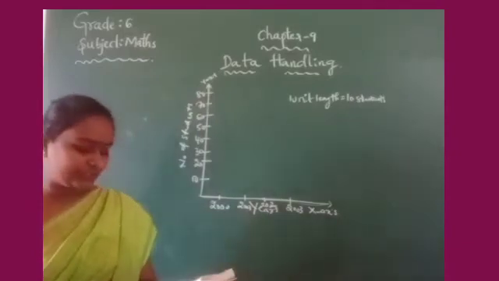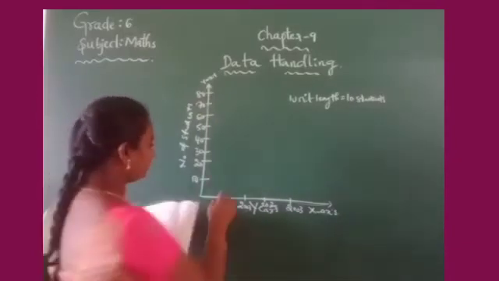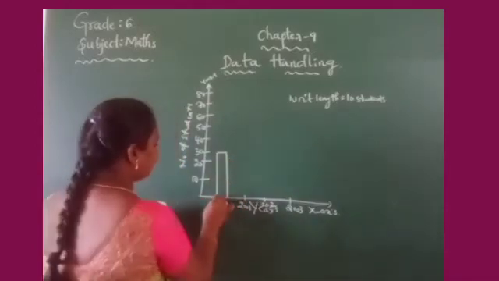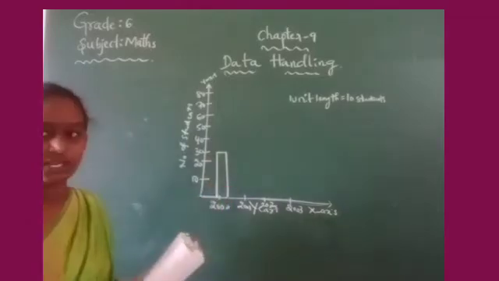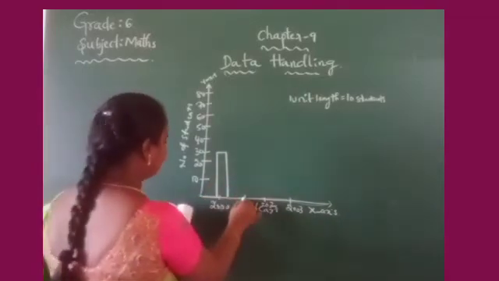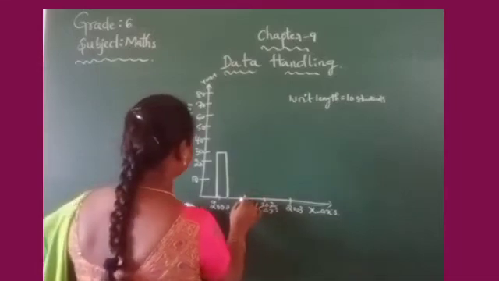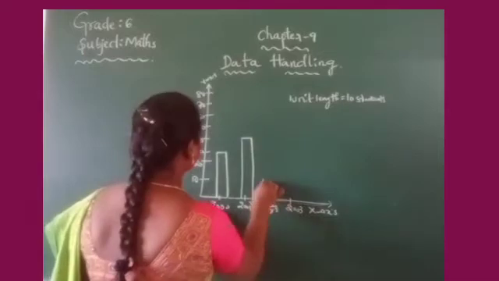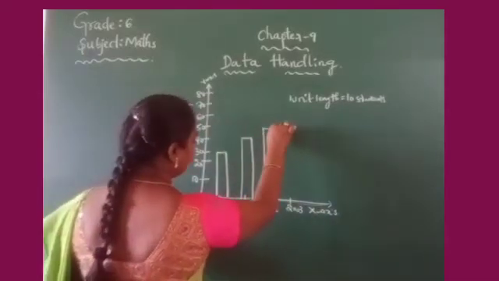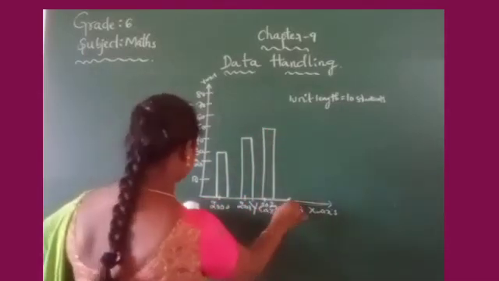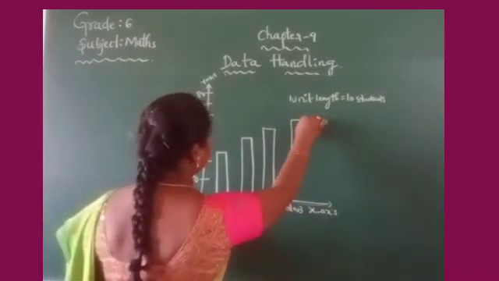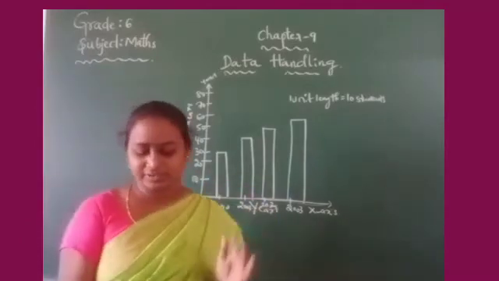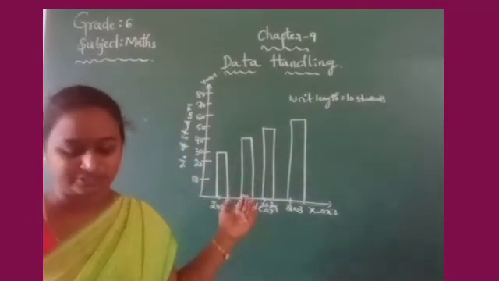In the year 2000, the number of students is 30. The bars are rectangular bars, not square. Next, in the year 2001, the number of students is 40. And 2002? 50. So you have to draw like this. Next, in 2003, the number of students is 60. This information is given in the textbook. Now we have to answer the following questions.